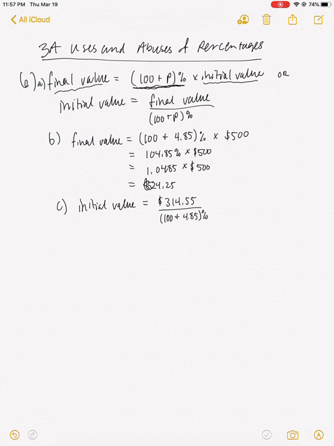So we're going to simplify this part. So the initial value is equal to 314.55 divided by 100 plus 4.85%. And that's equal to 314.55 divided by 1.0485. When you divide those numbers, you get $300 according to the calculations.